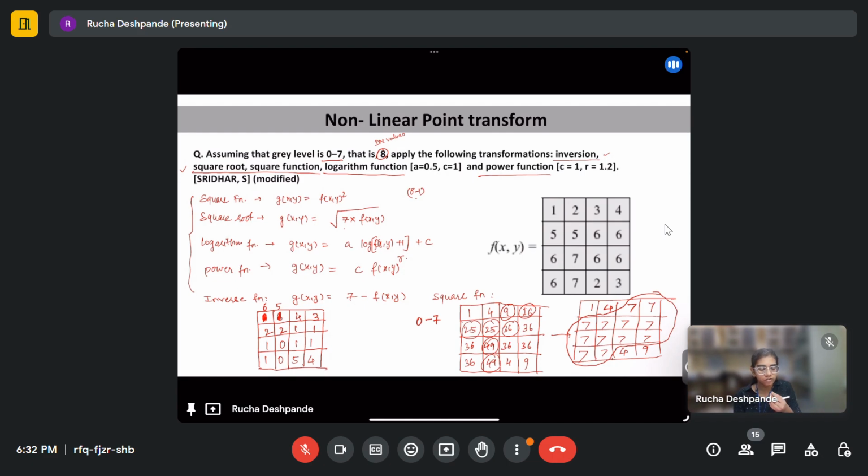So we have to see how our image appearance would look after applying each transformation. We have to pick a suitable transformation method to apply on the image based on our requirement. So after applying the square function, for this image, it will look like this. Now let's see how it will be for the square root.